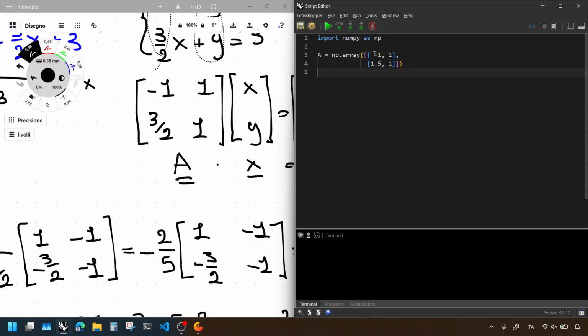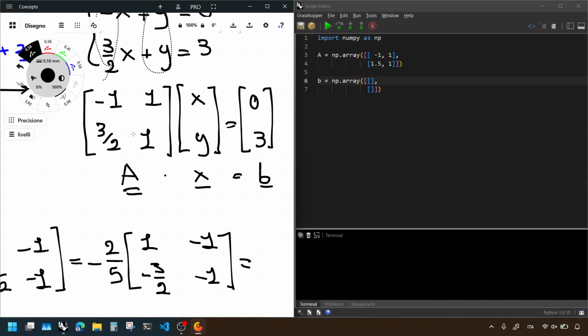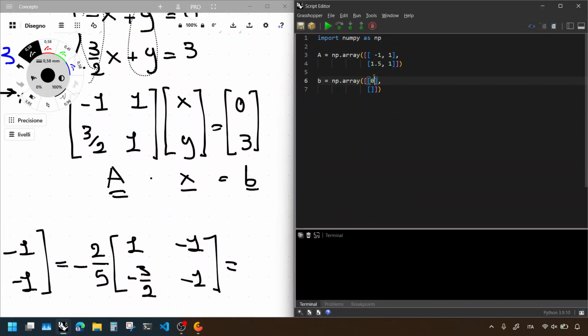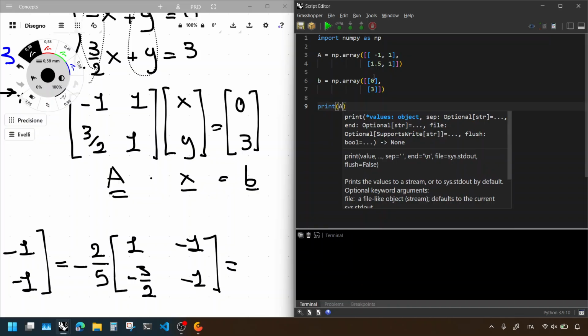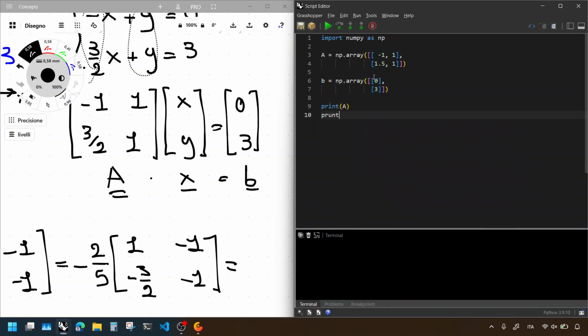Okay, and then we go vector B. That is a numpy array as well. So numpy array. Again, we need two rows. So like that. Okay. And then we have in the first row, I guess, 0. Okay, so 0 and then 3. We can print this just so that you can see that they were correctly created. So let's go print A and B, okay. And indeed, this is the first matrix and this is the B vector.